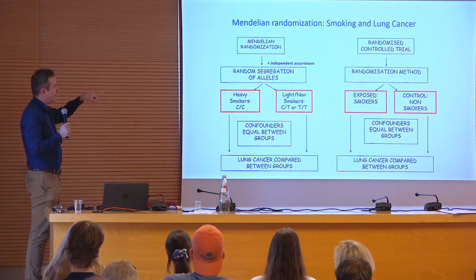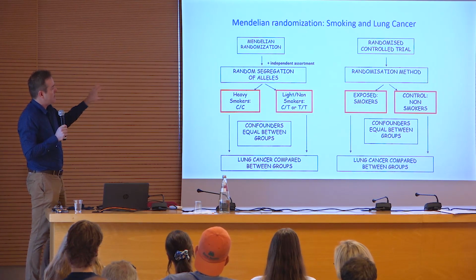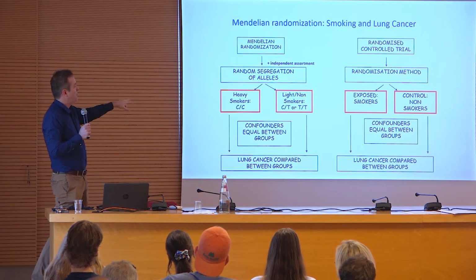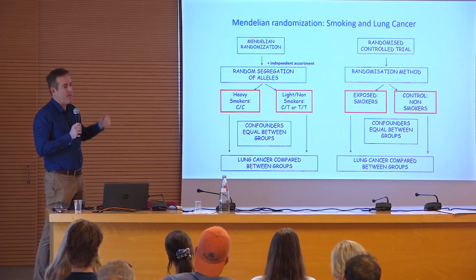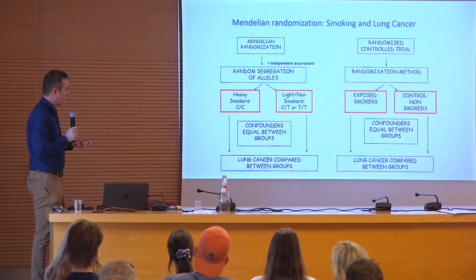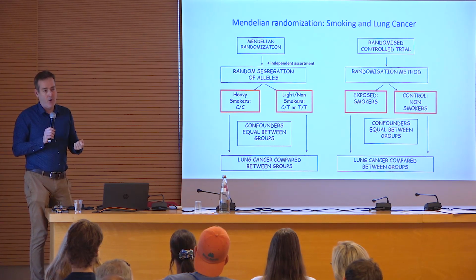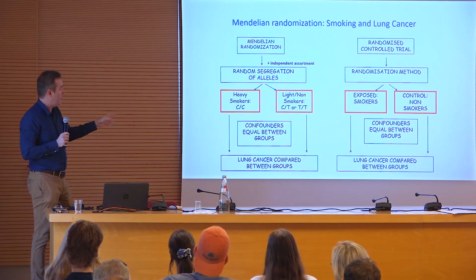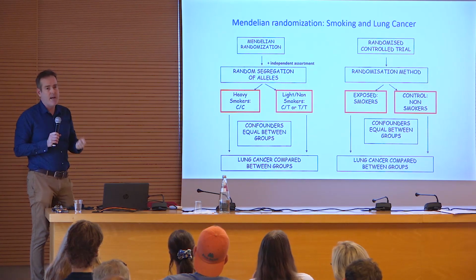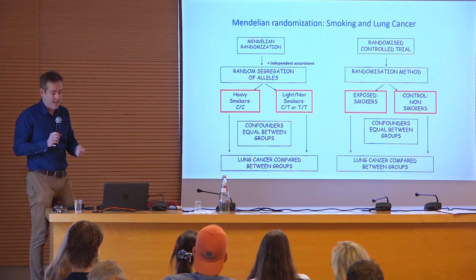We can use that variant and its random segregation and independent assortment to divide our sample, in theory, into a group who are predicted genetically to be heavier smokers and a group that are predicted to be lighter smokers. Because of this randomization, again, we expect that the known and the unknown confounders should be matched across the groups. And so if there's a difference in incidence or prevalence of lung cancer between the two groups, then that's some evidence that smoking causes lung cancer, and you don't have to do a randomized controlled trial for 30 years.